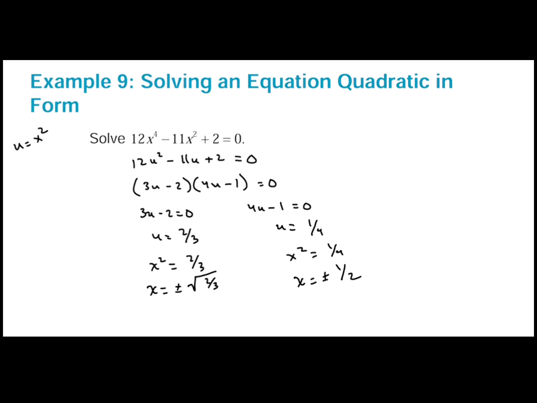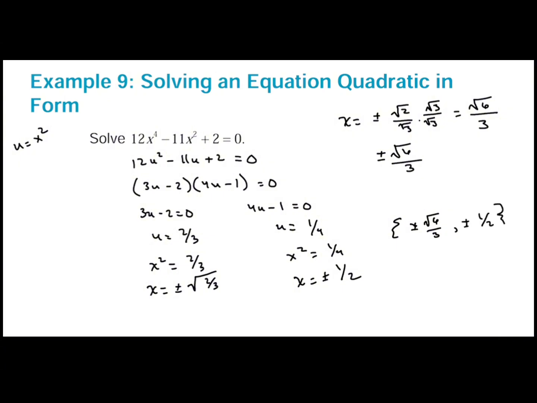So when I rewrite this, for this one x is equal to plus or minus the square root of 2 over the square root of 3. Then I'm going to rationalize and multiply by the square root of 3 over the square root of 3, which is just going to give me the square root of 6 over 3. So it's just going to be plus or minus the square root of 6 over 3, and we're going to have plus or minus 1/2. So just keep that in mind.